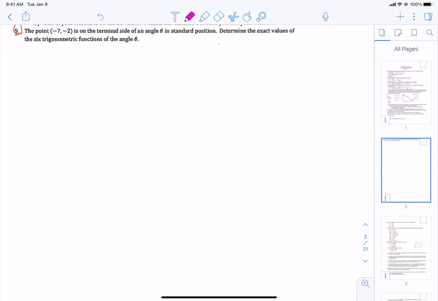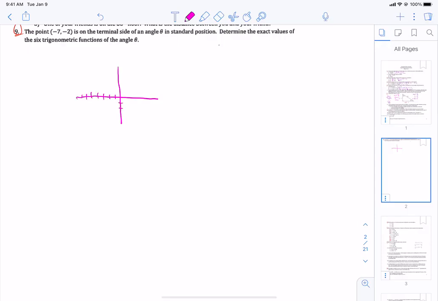So, anytime they ask you to do a problem like this, the first step is to always make your xy axis. That's your first step. Then I want you to draw the point's location. Put the point. Okay, so we're going to go 7, so 7 to the left. And then a negative 2 is going to bring us 2 down.